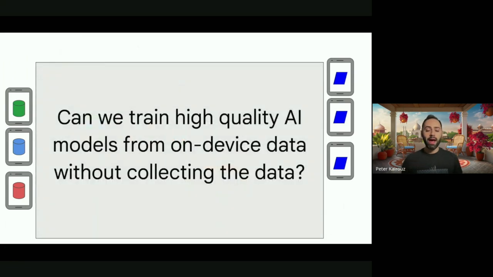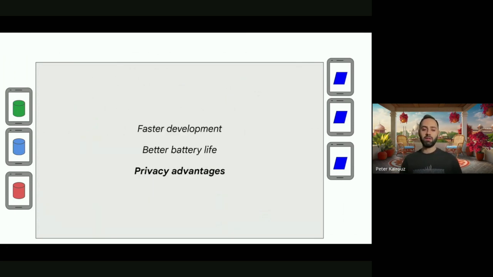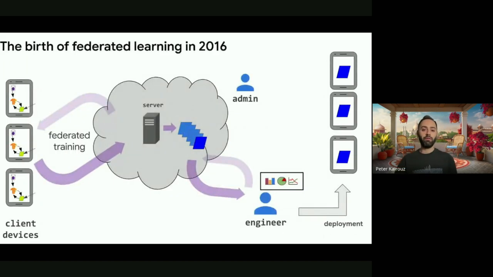Now, the question that we asked ourselves at that point in time is, can we actually train high-quality AI models from on-device data without collecting the data, without centralizing it, essentially? And this has added benefits of faster development, better battery life, and the most important one, the one that I'm going to anchor this talk on, is it has a lot of privacy advantages. And so this gave birth to what we now know as federated learning. In this talk, I'm going to focus on cross-device federated learning, but other speakers are going to talk about different flavors of federated learning.